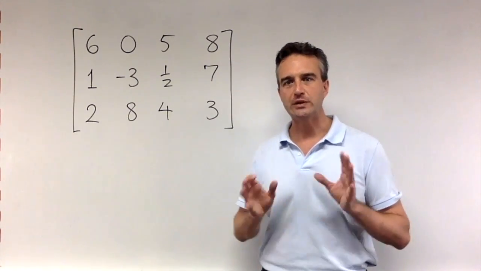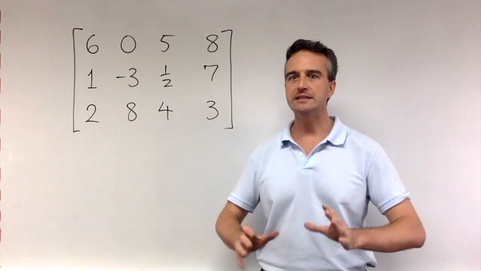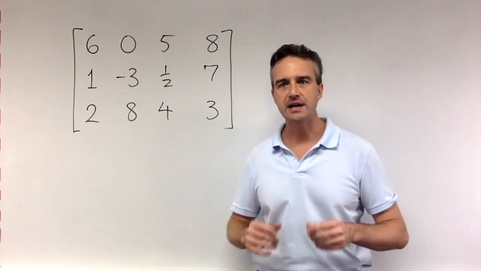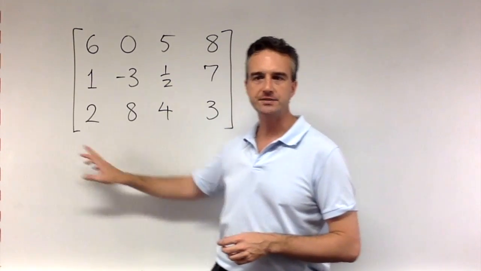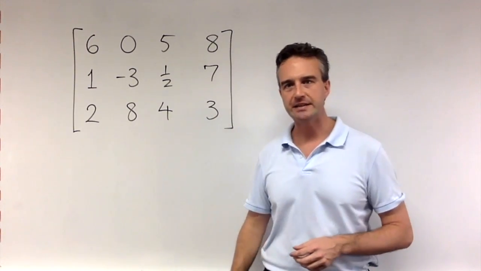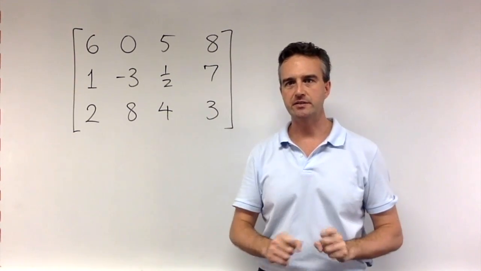So a matrix is a rectangular or a square box containing numbers. And the numbers are contained by two brackets. They could be square brackets like these or roundish brackets like those.